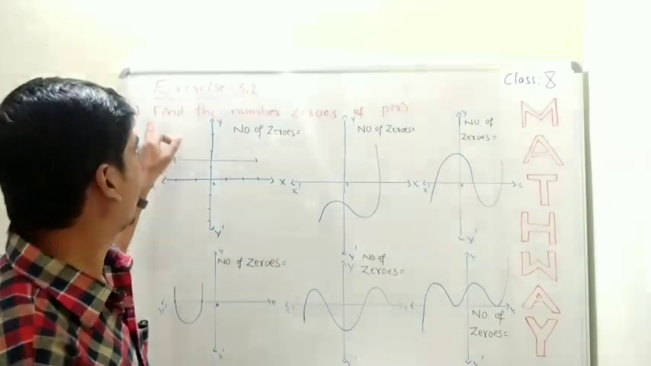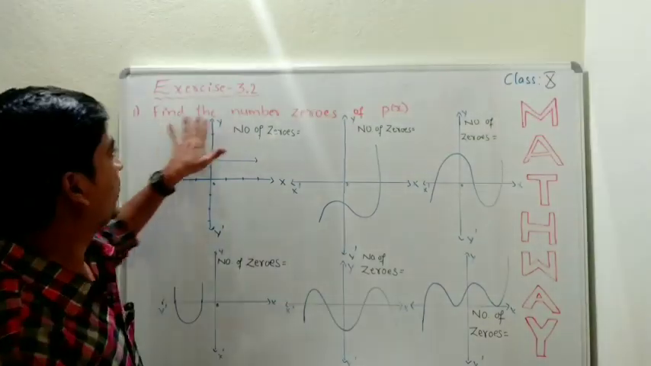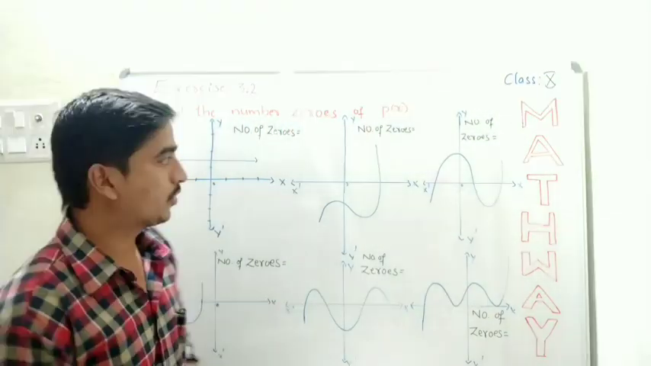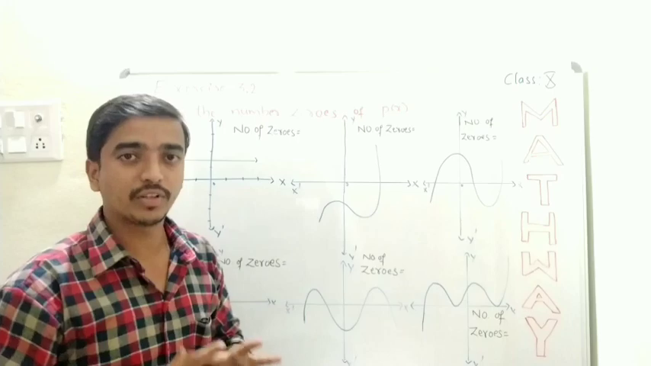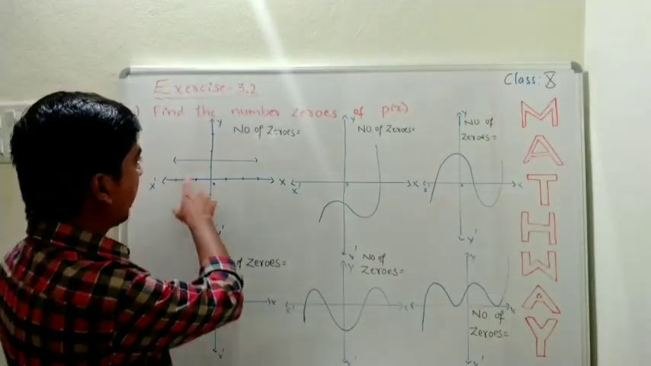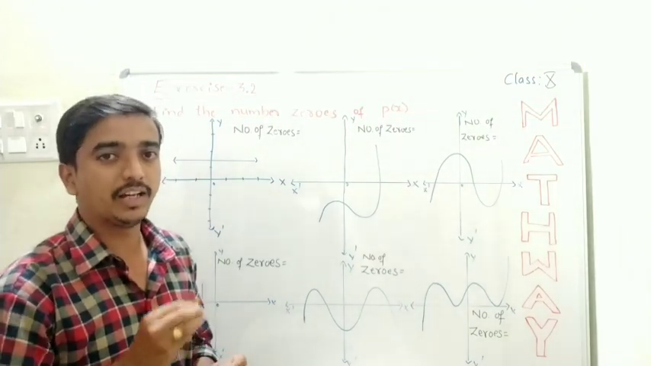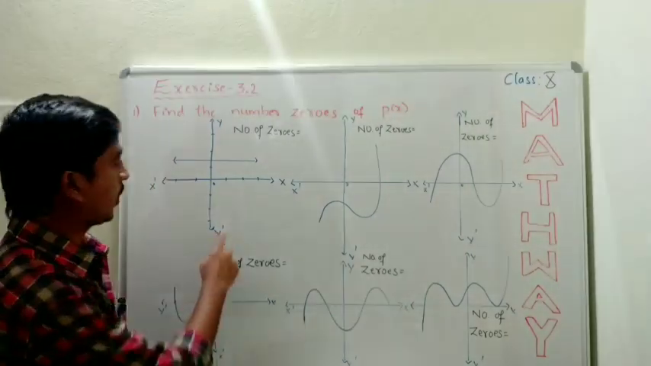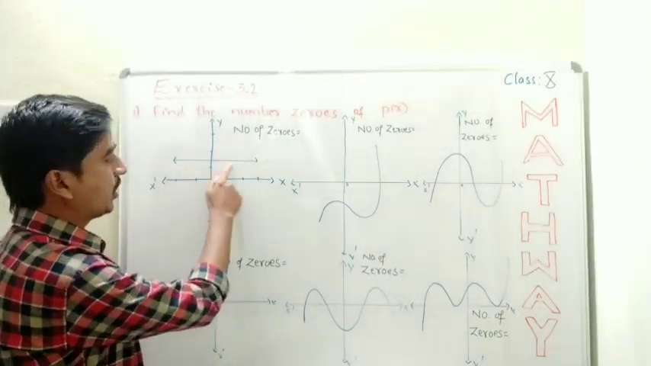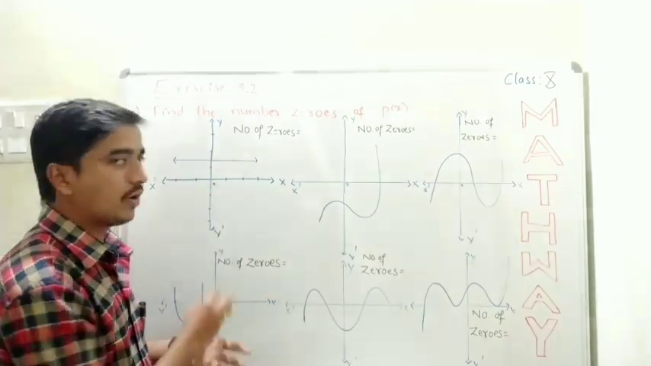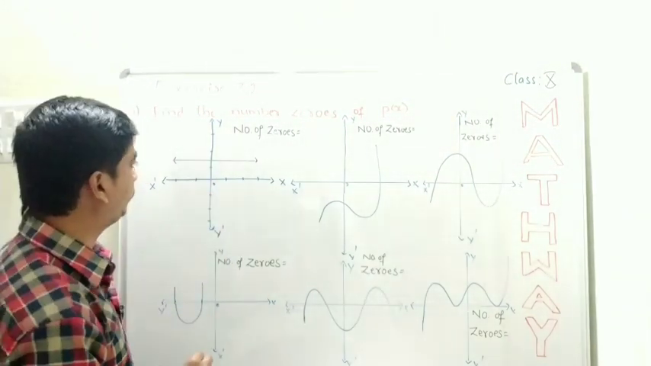The first and foremost question is to find the number of zeros of p of x. Here we are given graphs of some polynomials, and we have to find the number of zeros for each. If you look at the first graph, it is a straight line, so it is the graph of a linear polynomial.